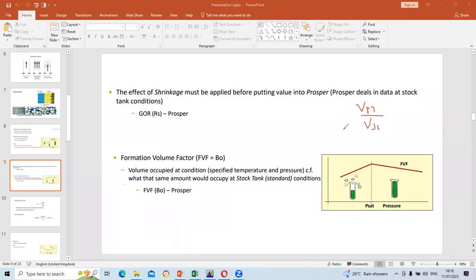So at any given point in time, I expect this value to be greater than 1. Either it is greater than 1 or equal to 1 if the volume at any PT condition is the same as the volume at standard condition. Because at PT condition, the oil occupies a larger volume because of the gas in it.